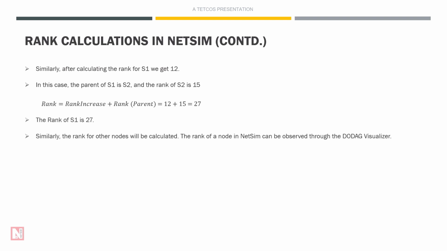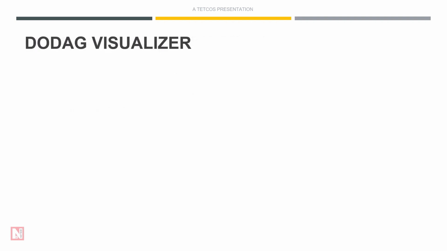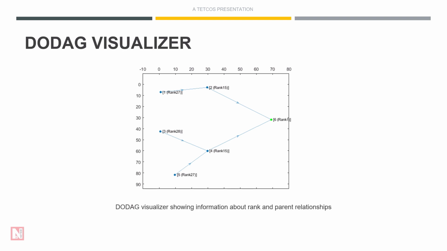Similarly, the ranks for other nodes can be calculated. These ranks can be visualized directly within the NetSim DODAG visualizer. According to the simulation, the rank of S4 is 15, the rank of S3 is 28, and the rank of S5 is 27.